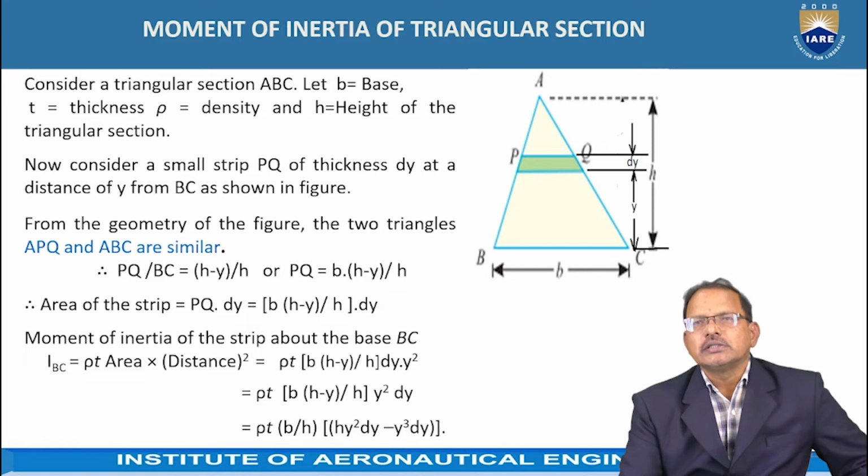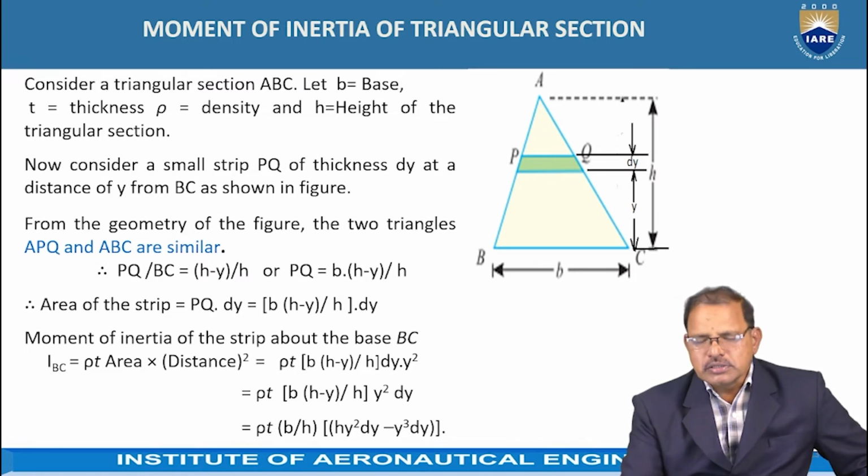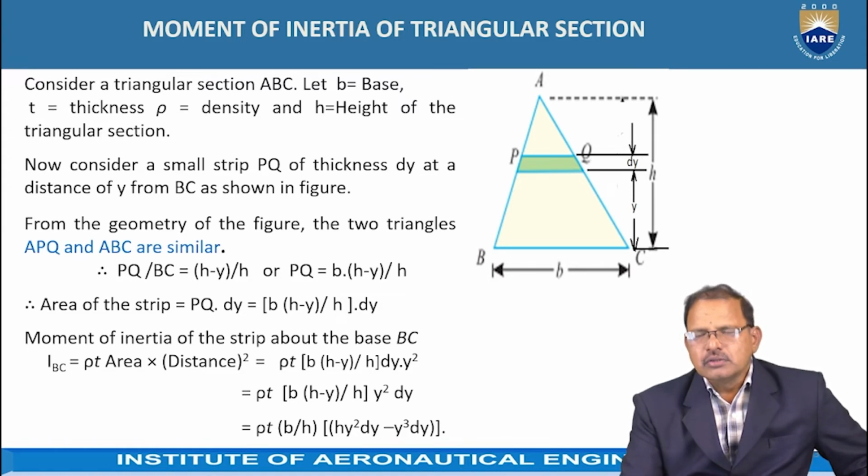Here consider triangular section ABC as shown in figure, which has base equal to B, and H is representing the height of the triangle, and rho is representing the density of the material, with uniform thickness T as shown in figure. Now consider a small strip parallel to BC at a distance of y, represented here as PQ, having thickness dy. So the area of the strip is equal to the length of PQ multiplied by the thickness dy.